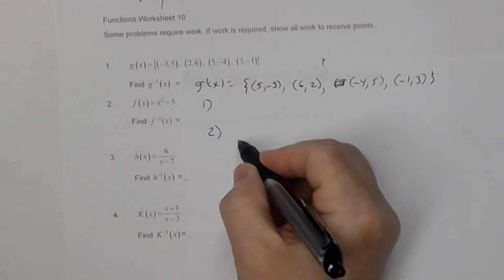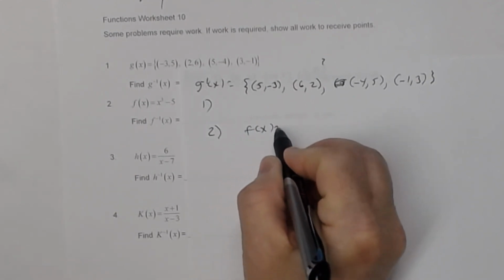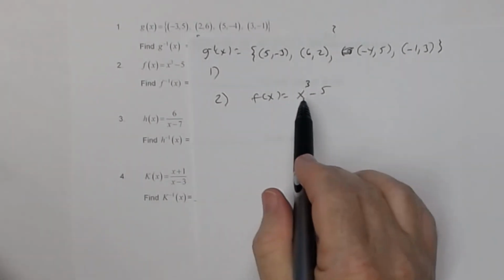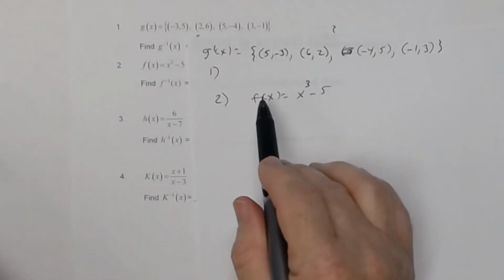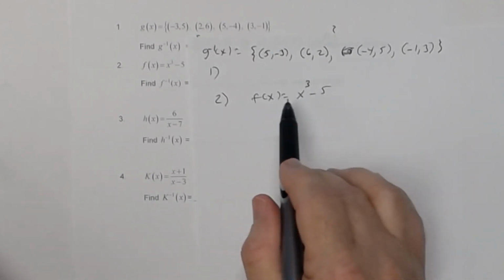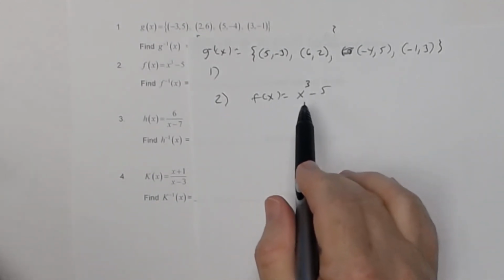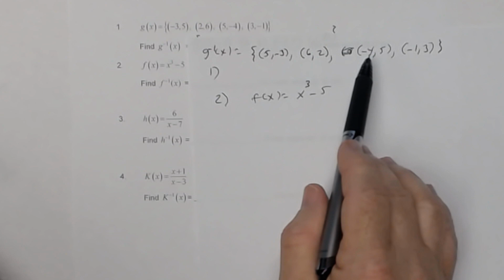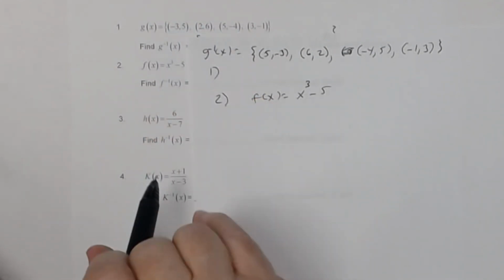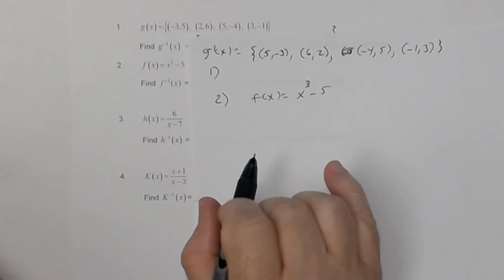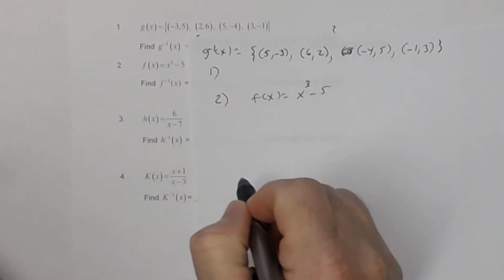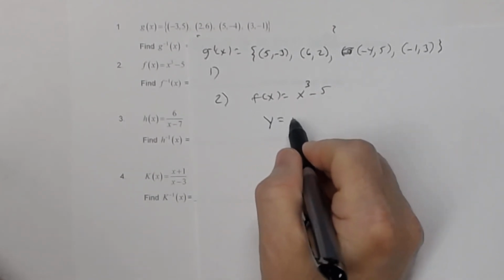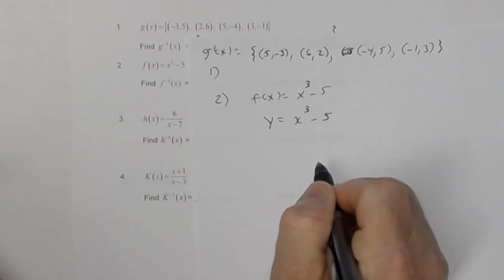Now, when you look at number 2, you have f of x equal x cubed minus 5. When you graph this, this is a polynomial function, so the domain is all real numbers. But regardless, there's an infinite set of ordered pairs, whereas in number one you only had 4. So the way you're going to do this is you have to do an algebraic procedure. First thing you're going to do is replace f of x with y. So you have y equal x cubed minus 5.